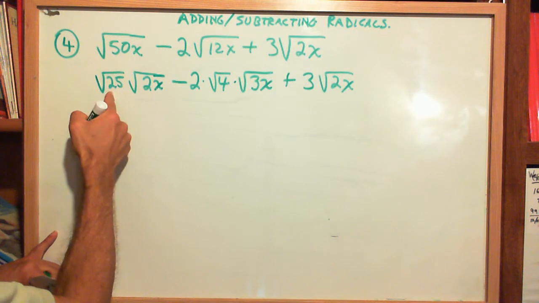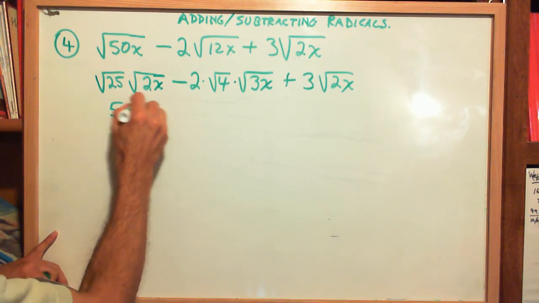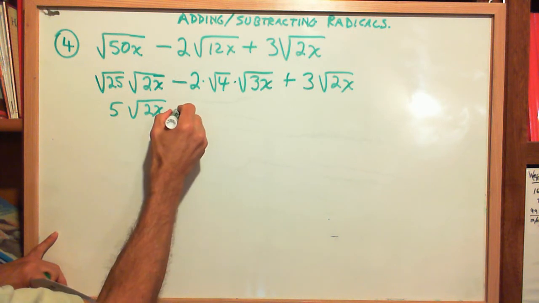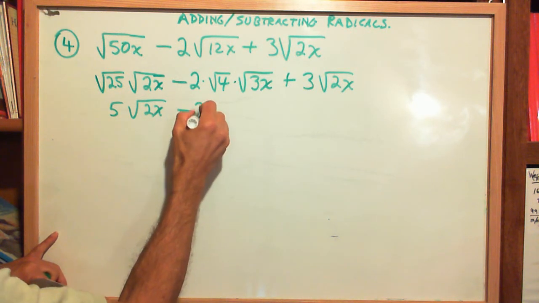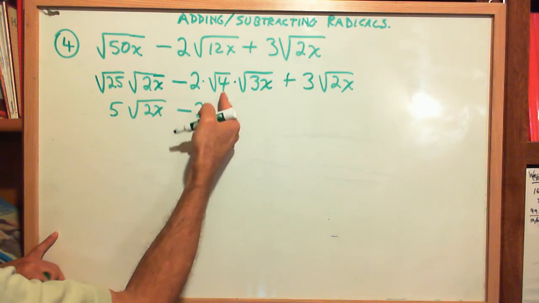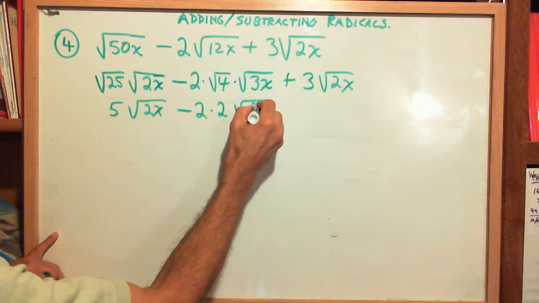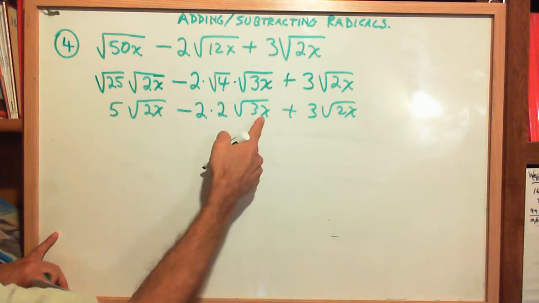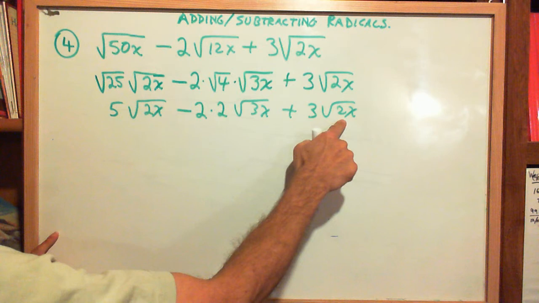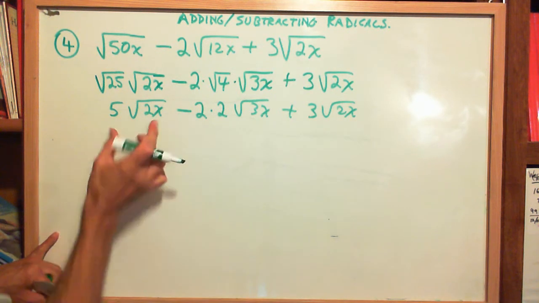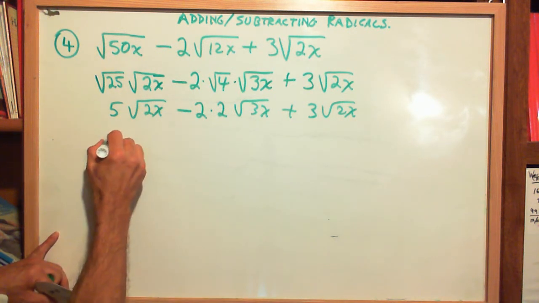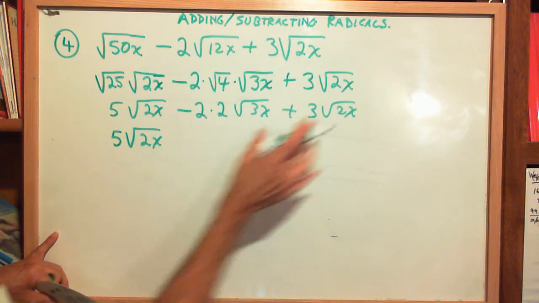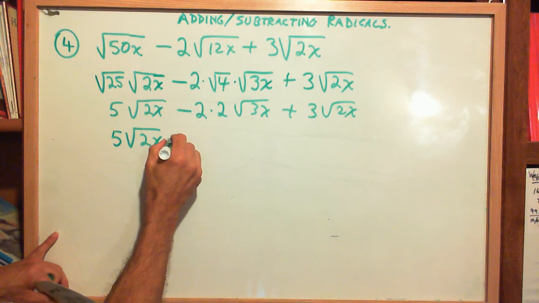Now I simplify. The square root of 25 is 5, times the square root of 2x. So I have 5 square root of 2x. That's good. I have 2 times the square root of 4, which is 2, times the square root of 3x. Plus 3 square root of 2x. Oh, that's interesting. There's my square root of 3x. There's the square root of 2x and square root of 2x. I'm going to put these next to each other for now. I can do that because of the commutative property. I don't have to move them over before I do it, but I'm going to just so you can see.